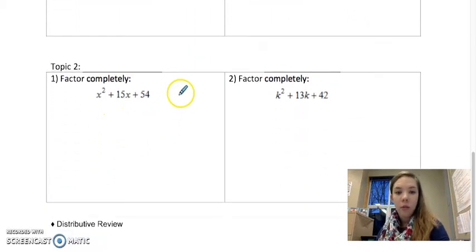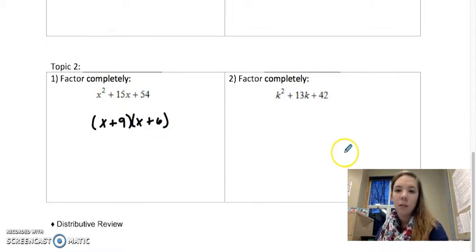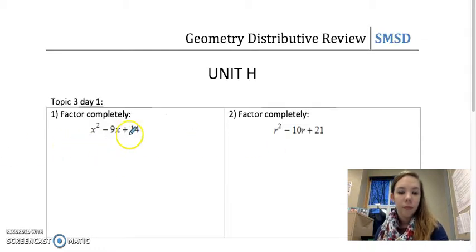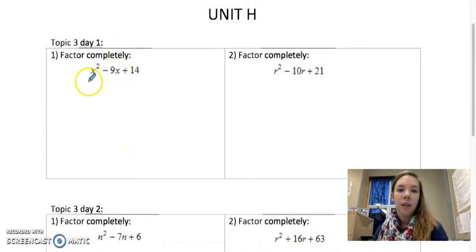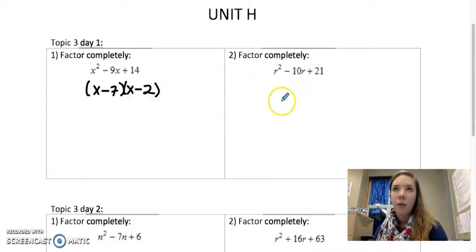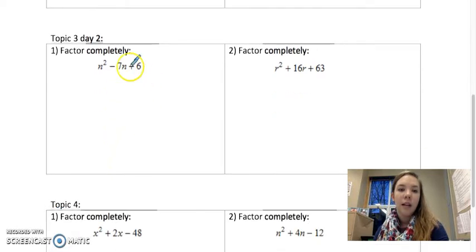Topic 2, factor completely. So I want factors of 54 that add to 15, which would be 9 and 6. So x plus 9 and x plus 6. Here I want factors of 42 that add to 13. So that'd be 6 and 7. Factors of 14 that add to -9 would be -7 and -2. Factors of 21 that add to -10 would be -7 and -3. Factors of 6 that add to -7 would be -6 and -1.